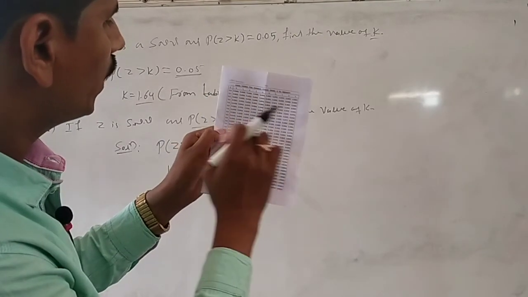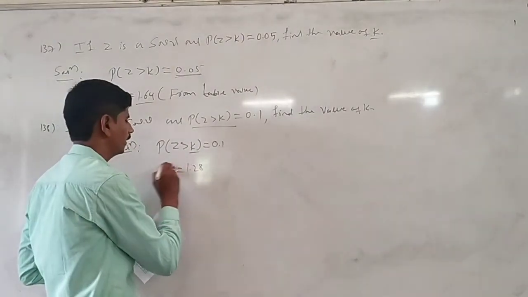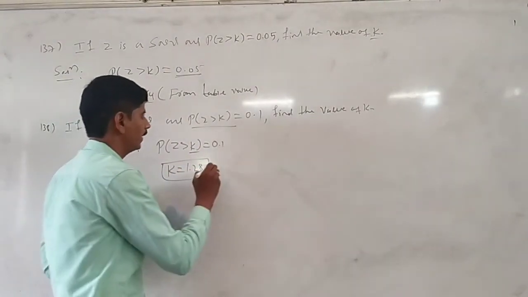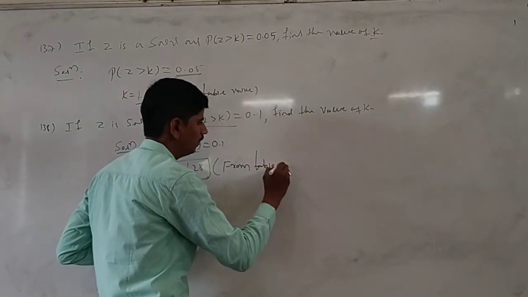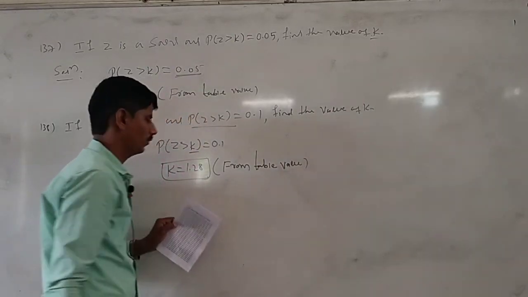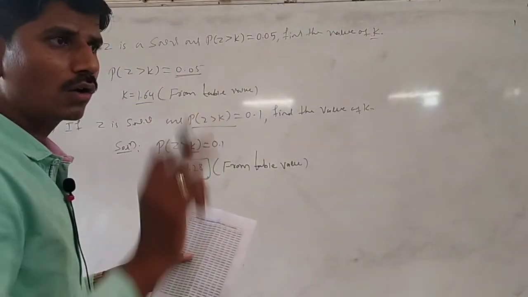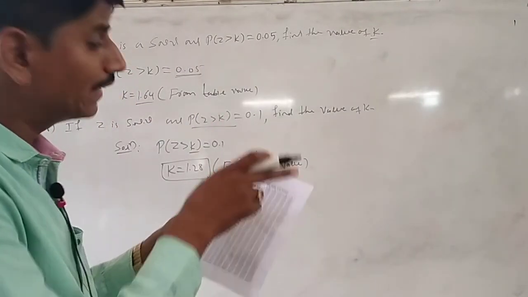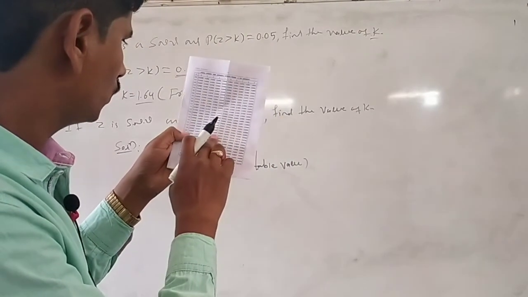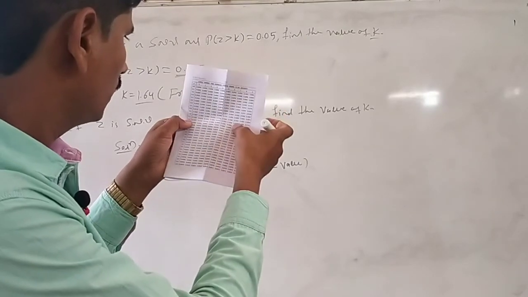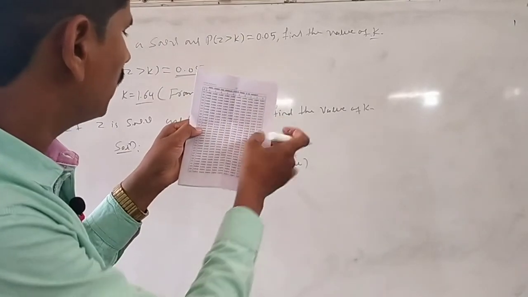Therefore the K value is 1.28 from the table value. You can read it from the table. Here you have to search for 0.1 in the table values, and 0.1003, approximately 0.1, belongs to 1.28.